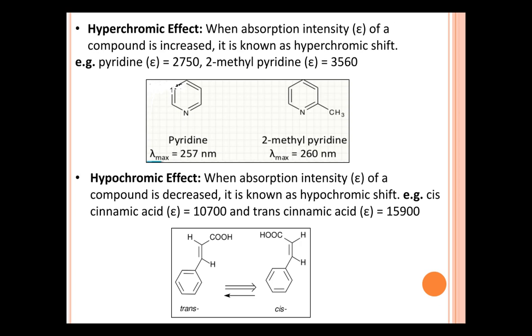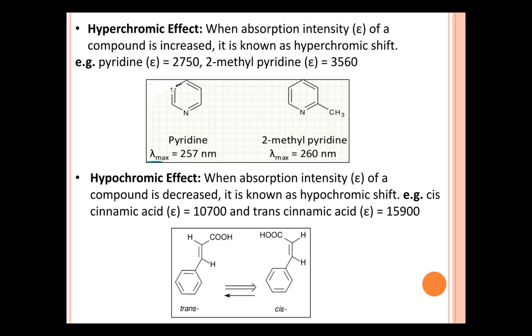Then it is hyperchromic shift. The first two effects which we studied, bathochromic shift as well as hypsochromic shift, were related to the wavelength of absorption. Now hyperchromic shift and hypochromic effect are related to the intensity of absorption. So when the intensity of absorption of a compound increases, it is known as hyperchromic shift.